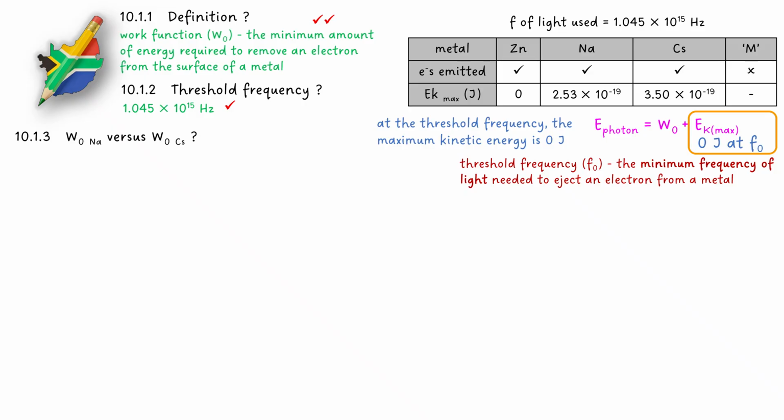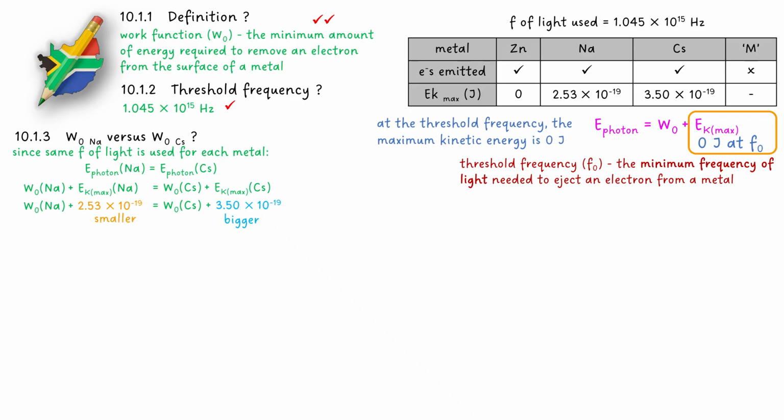Next, we are asked to compare sodium's work function with cesium's work function. Since the same frequency of light is used for both sodium and cesium, this means that the energy of the photons used for each metal is the same. And so the work function of sodium plus its maximum kinetic energy is equal to the work function of cesium plus its maximum kinetic energy.